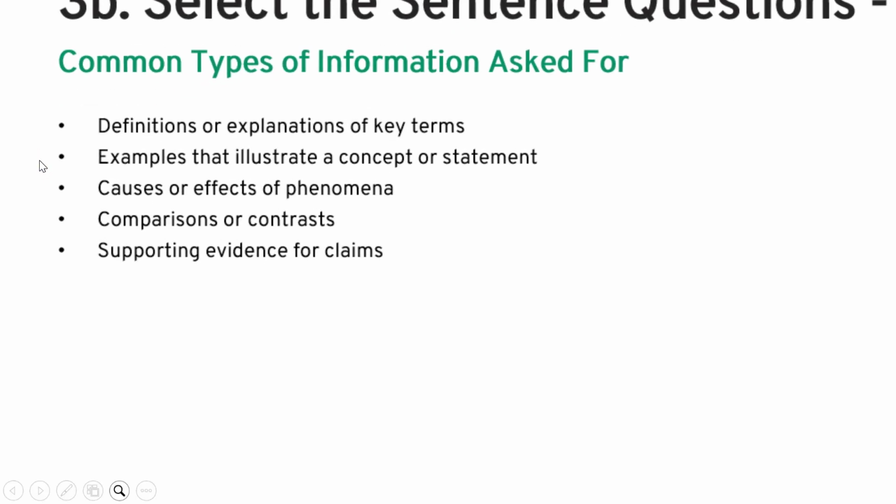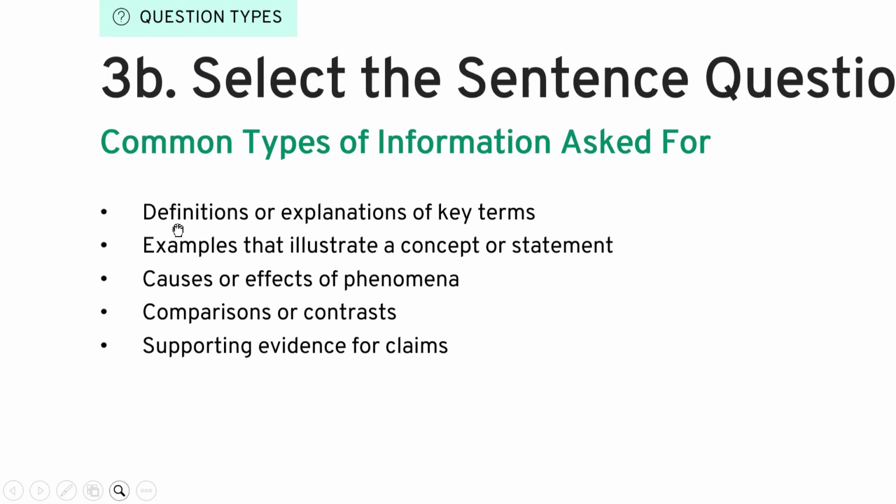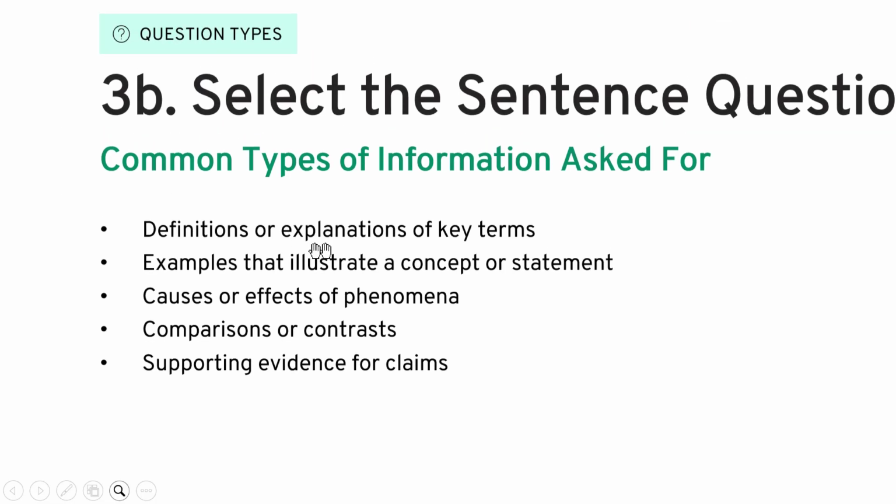First of all, the first common type of information is definition or explanation of key terms. That's the first type of information that a select-the-sentence question might ask you to choose, right? Next type of information: examples that illustrate a concept or statement, the detailed examples that provide illustration and example to a point.